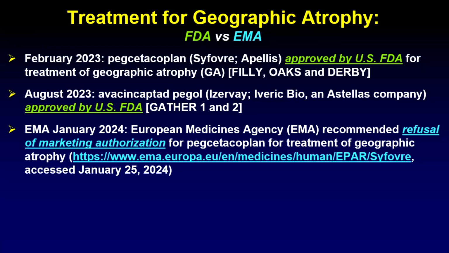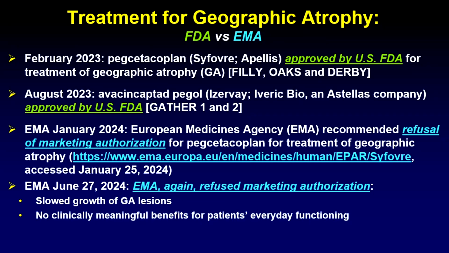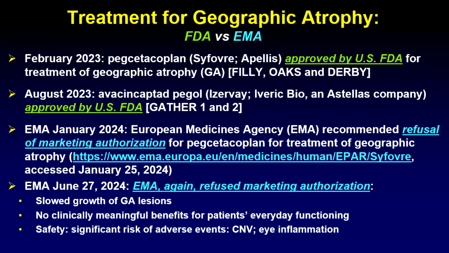recommended refusing market authorization for pegcetacoplan for the treatment of geographic atrophy. This was reevaluated, and again in June of 2024, the EMA again refused marketing authorization based on all the available data that they had at that time. They noted that it slowed the growth of geographic atrophy lesions, but the amount of slowing of the growth was not associated with any clinically meaningful benefits for patients' everyday functioning.